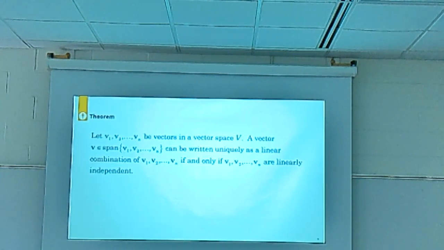Let V1 through Vn be vectors in a vector space V. Any vector V that is in the span of those n vectors can be written uniquely as a linear combination of V1 through Vn if and only if they are linearly independent.